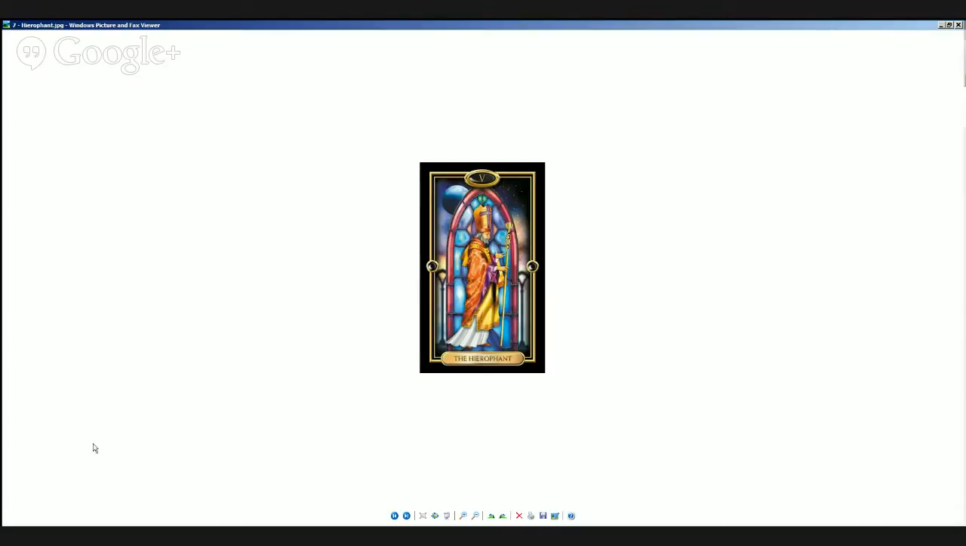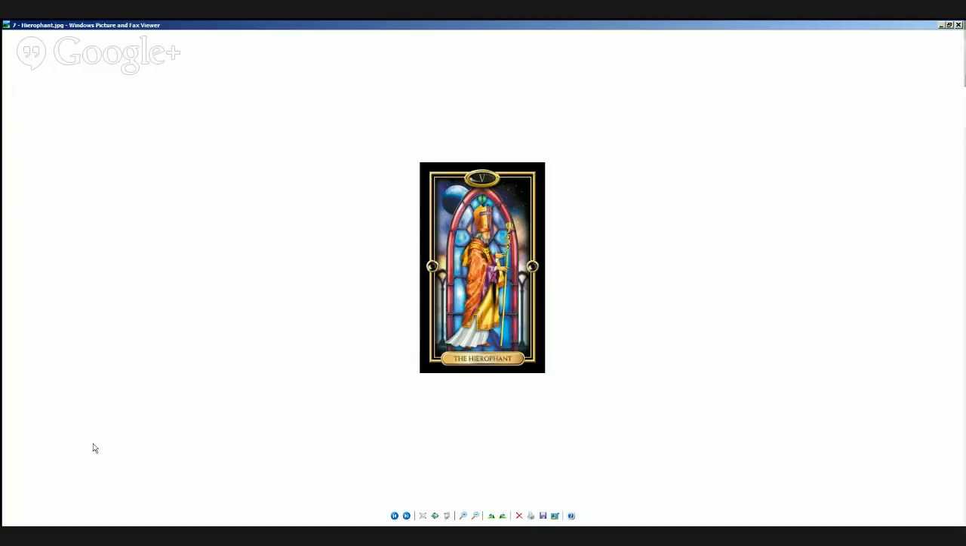Hierophant. Now, this is where I kind of take a different approach to this, because obviously the Hierophant is connected to Christian religion, which is funny because a lot of people feel that tarot is the work of the devil. And yet here we have, and we actually have a lot of symbolism within Christianity within tarot, which is funny to me.